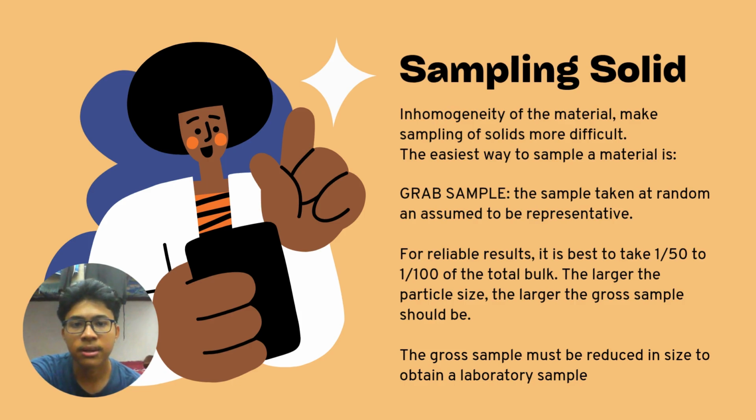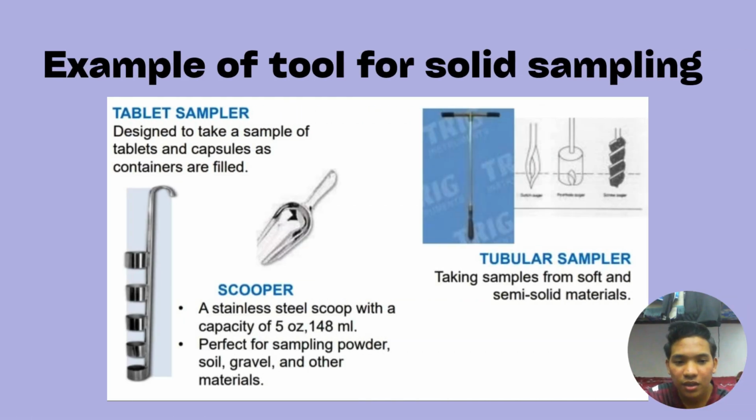Inhomogeneity of the material makes the sampling of solid more difficult. The easiest way to sample a material is by grab sample, in which the sample is taken at random and assumed to be representative. For reliable results, it is best to take 1 over 50 to 1 over 100 of the total bulk. The larger the particle size, the larger the gross sample should be. The gross sample must be reduced in size to obtain a laboratory sample. Next is an example of tools for solid sampling.